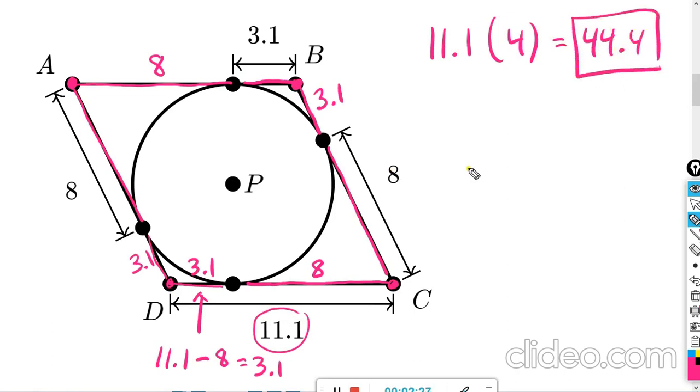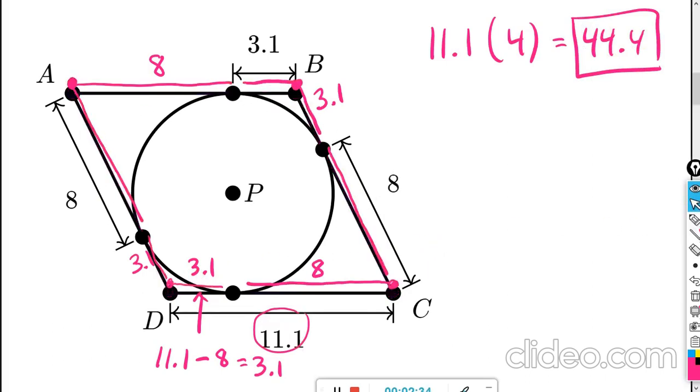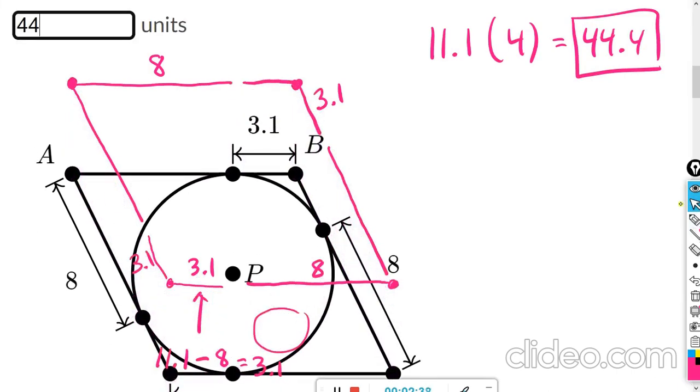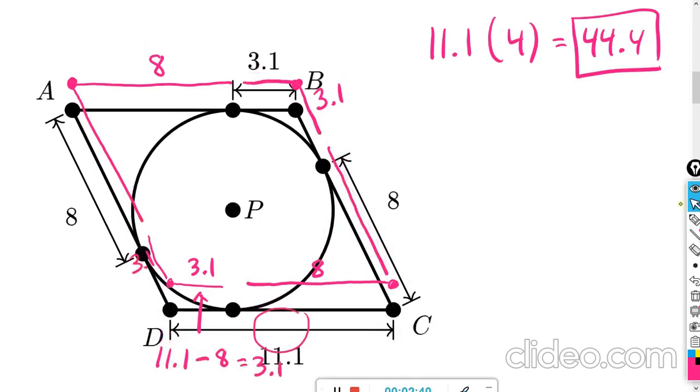Final answer. Like I said, it's not always going to be that all 4 sides are congruent. It just worked out that way in this case. So click in the box and just type 44.4.